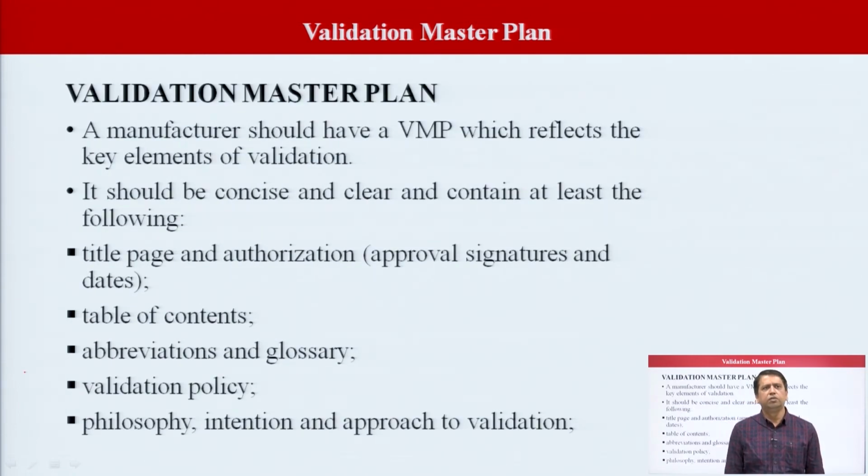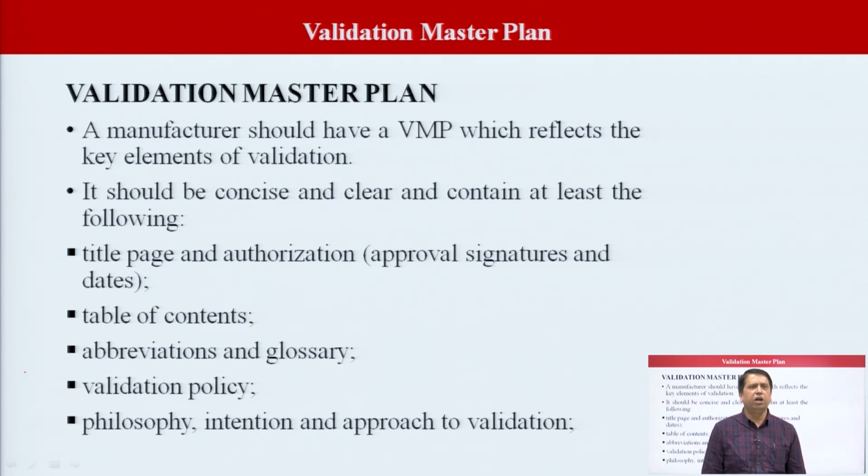Now, let us discuss what are the different types of things that are included in the validation master plan. The manufacturer should have a VMP which reflects the key elements of validation that we have already discussed in the previous slides. Now, it should be concise and clear and contain at least the following. The first thing, title page and authorization, which includes the approval signatures and the dates.